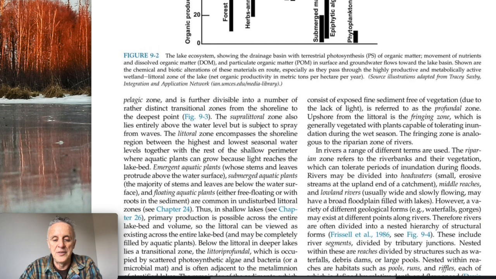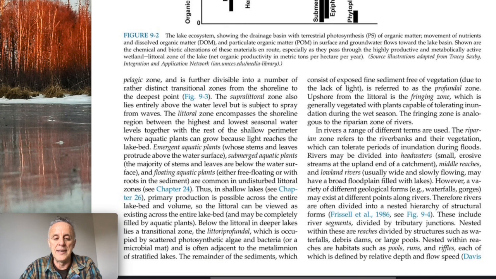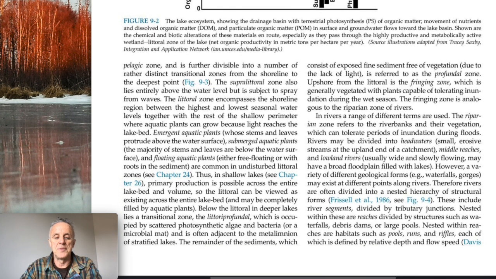The supralittoral zone also lies entirely above the water level, but is subject to spray from waves. The littoral zone encompasses the shoreline region between the highest and lowest seasonal water levels, together with the rest of the shallow perimeter where aquatic plants can grow because light reaches the lake bed. Emergent aquatic plants protrude above the water surface.